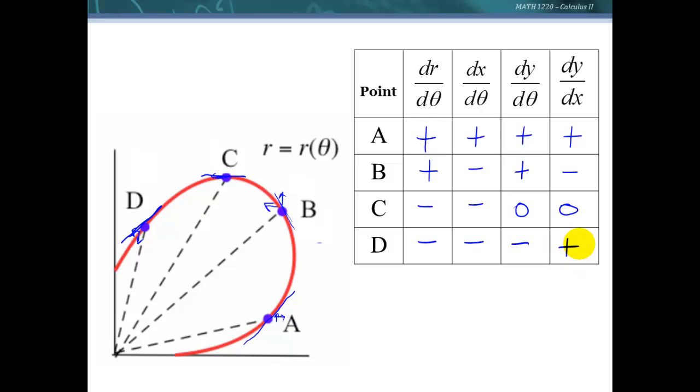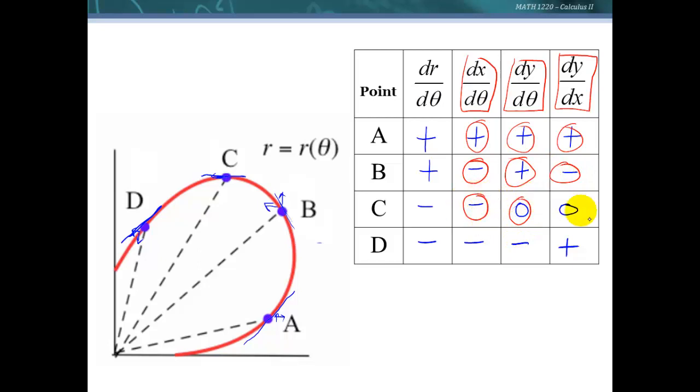Now as we look at this, the slope of the tangent to the curve is dy d theta over dx d theta. You can see here we have a positive divided by a positive, which is positive. Positive divided by a negative, which is negative. 0 divided by a negative, which is 0. Negative divided by a negative, which is positive. So if we need to find dy dx, we can take dy d theta over dx d theta.